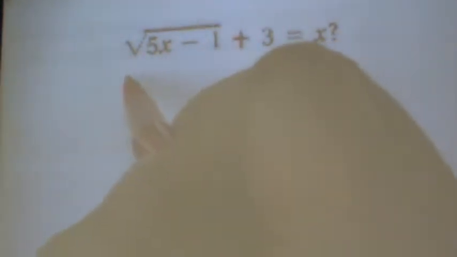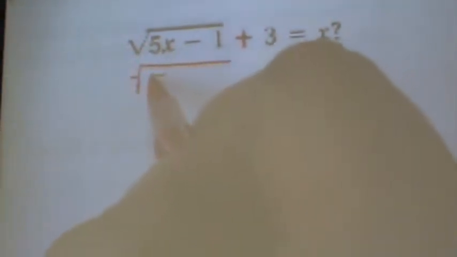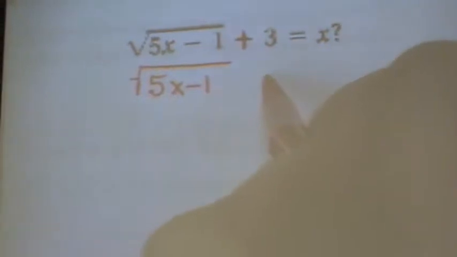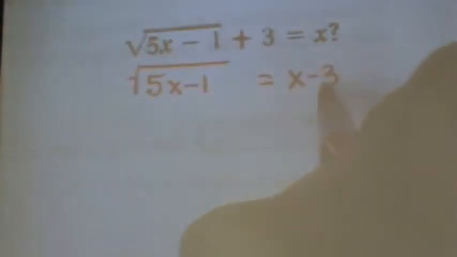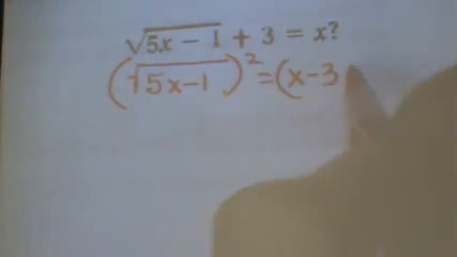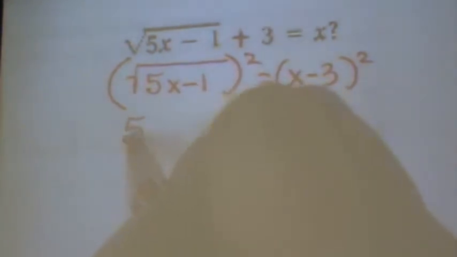Someone tell me how to do this, and this is a +3, by the way. Tell me what to do. Subtract 3. Subtract 3, okay then? Square both sides. Not square root. Square both sides. You get 5x minus 1 equals, what's the right side? x squared minus 6x plus 9.